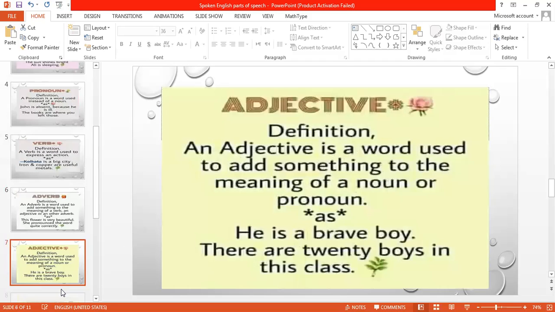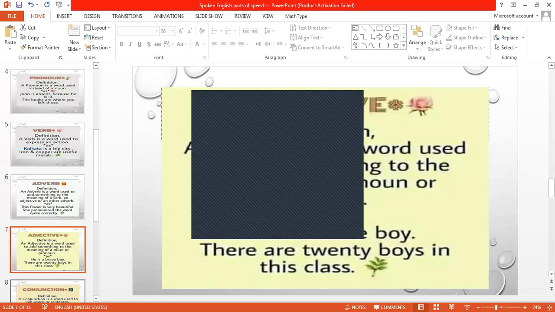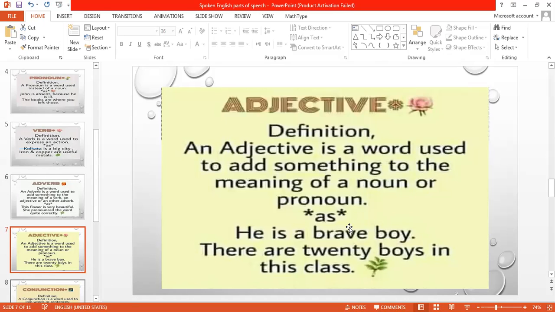Now we come to the next part of speech, which is adjective. An adjective is a word that adds meaning to the noun or a pronoun, and not to the verb. What kind of a boy is he? Brave. How many boys are there in the class? Twenty. And the example that I gave before, she is a pretty girl. Pretty is an adjective.